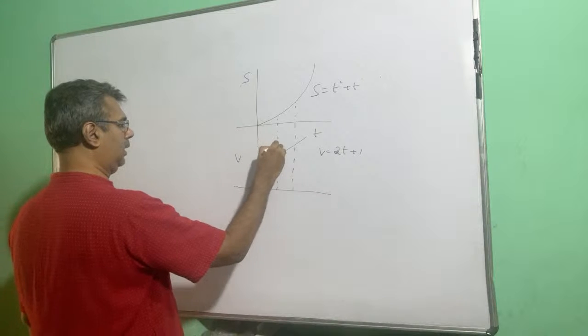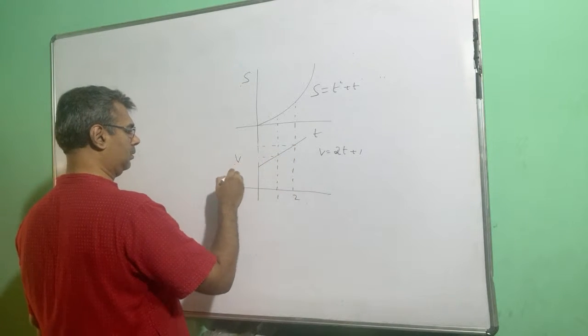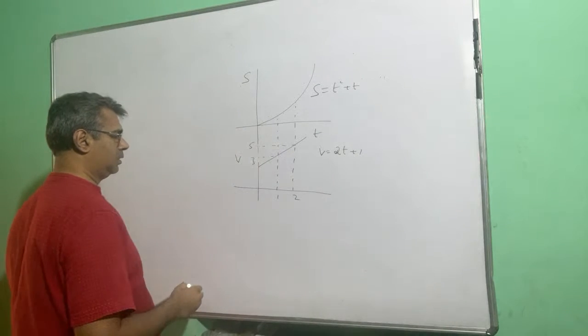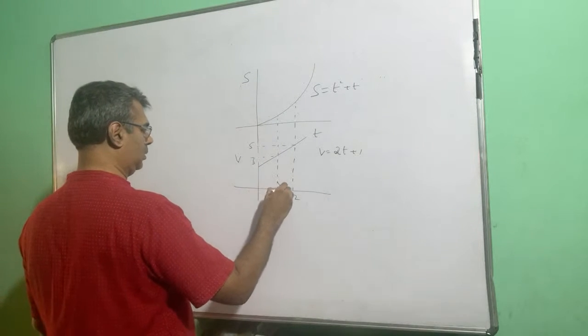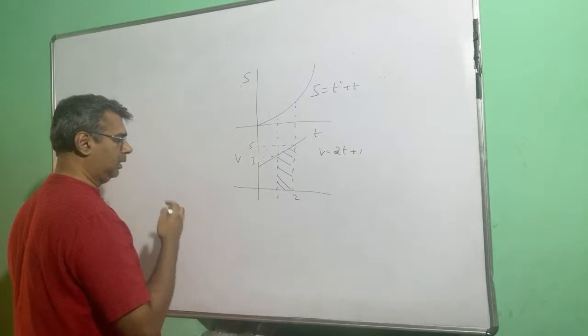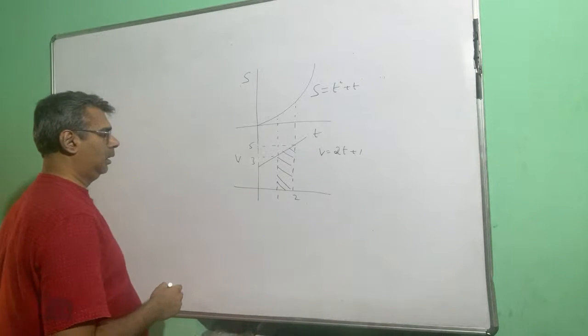And I had mentioned to you that when the time is 1, the velocity is 3, and when the time is 2, the velocity is 5. Now the area under the velocity time graph will give you the displacement in this time interval.